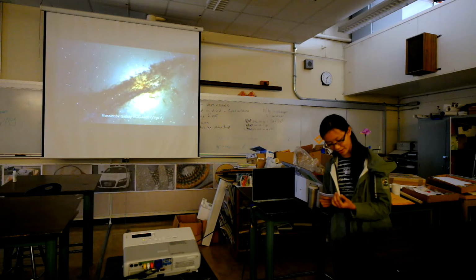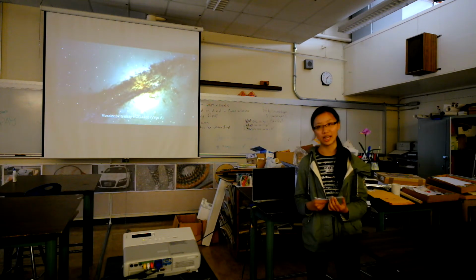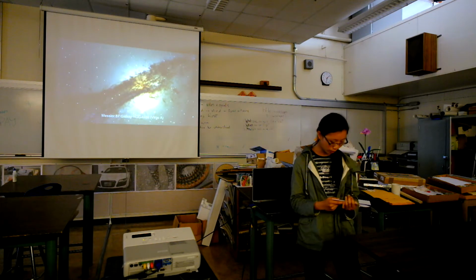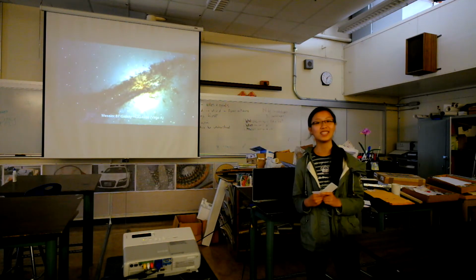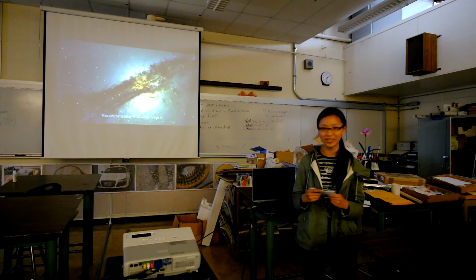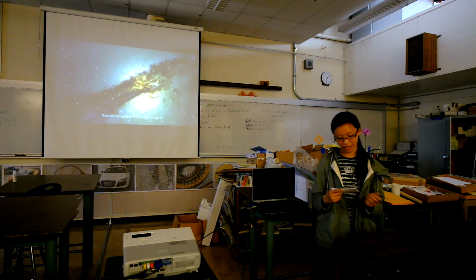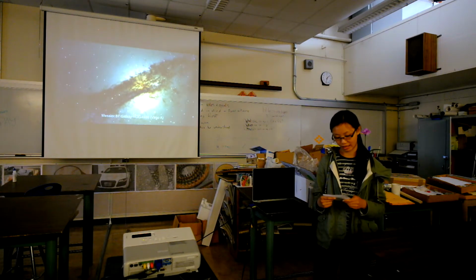And my personal favorite, the Milky Way black hole, also called the Sagittarius A star. It's a black hole 4 million times the Sun's mass in the center of the Milky Way, which is our own galaxy. It's in the constellation Sagittarius, and it's 27,000 light years away.